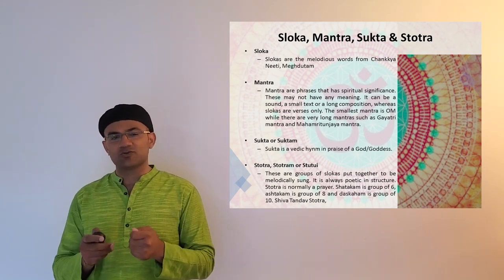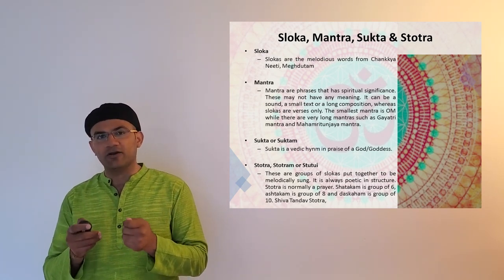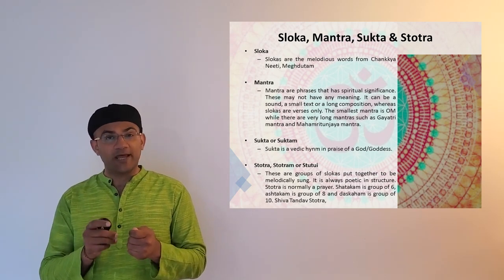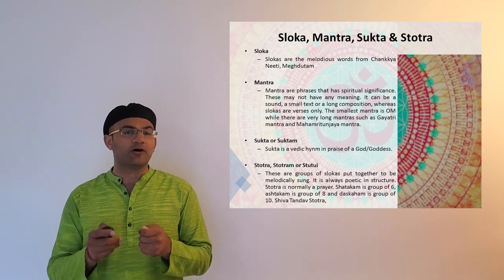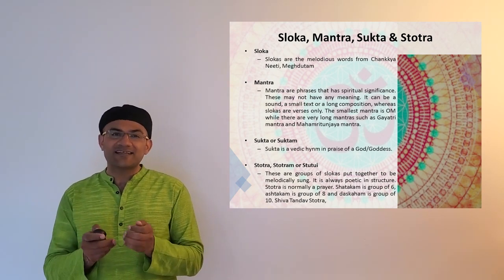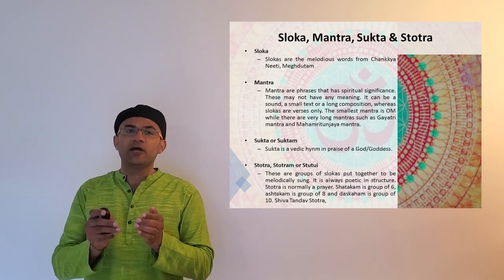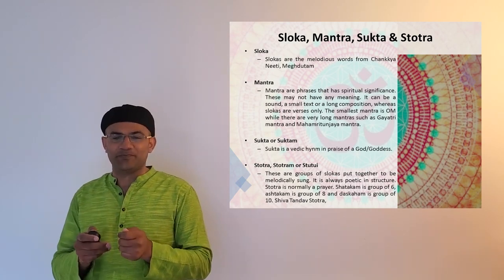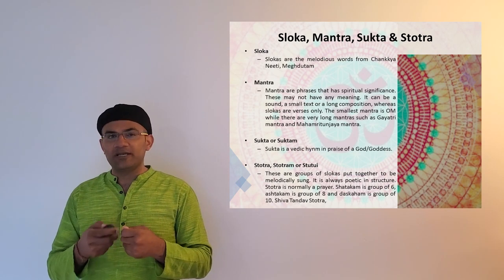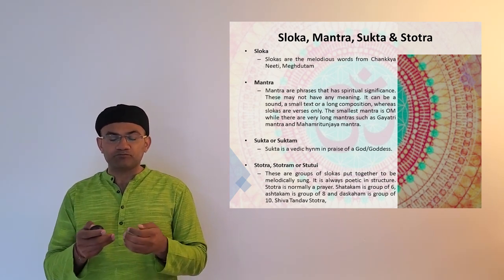Next one is Sukta, or Suktam. Sukta is simply a Vedic hymn in praise of God and goddesses or deities. Next is Stotra. That's where we are interested today. Sometimes we call them Stotram or Stutis. These are groups of slokas put together to be melodically sung. It is always poetic in nature, and a Stotra is normally a prayer to any god or goddess.